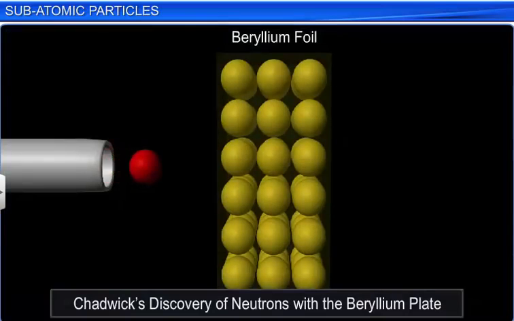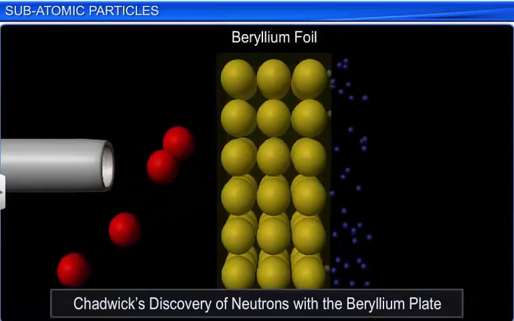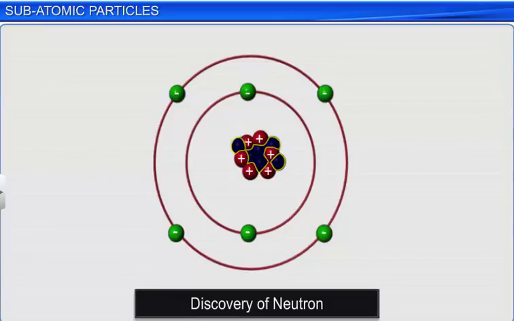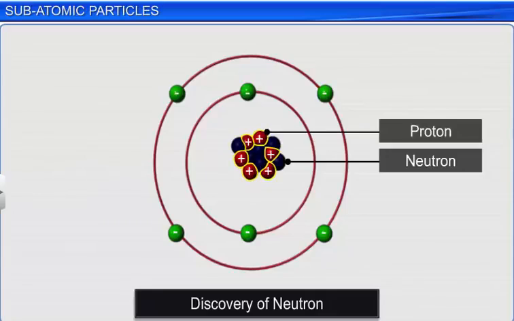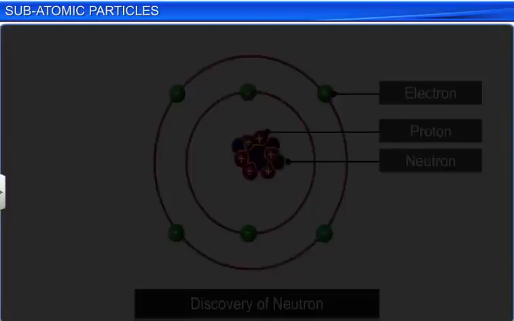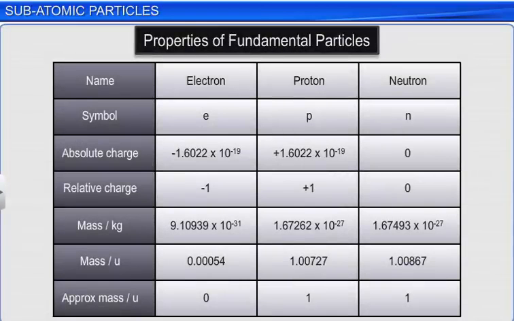In one of his experiments, on bombarding a beryllium plate with alpha particles, Chadwick observed the emission of a neutral particle whose mass was equivalent to that of a proton. He named this particle neutron. After all the subatomic particles were discovered, it was concluded that an atom is made up of protons or positively charged particles, electrons or negatively charged particles, and neutrons that are neutral particles. The table here summarizes the properties of these fundamental particles.